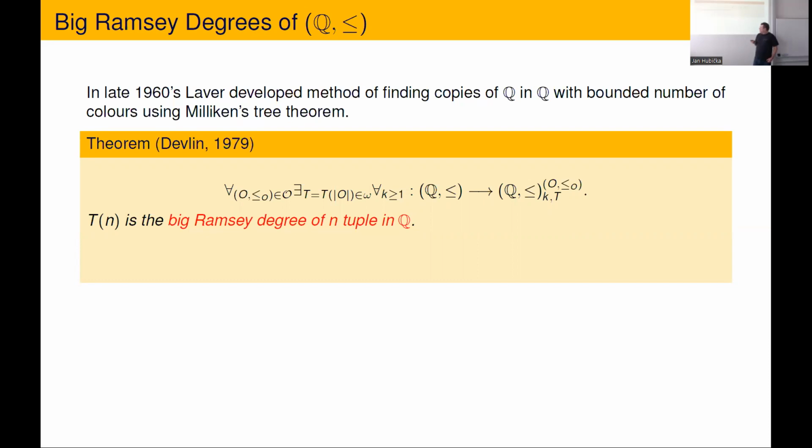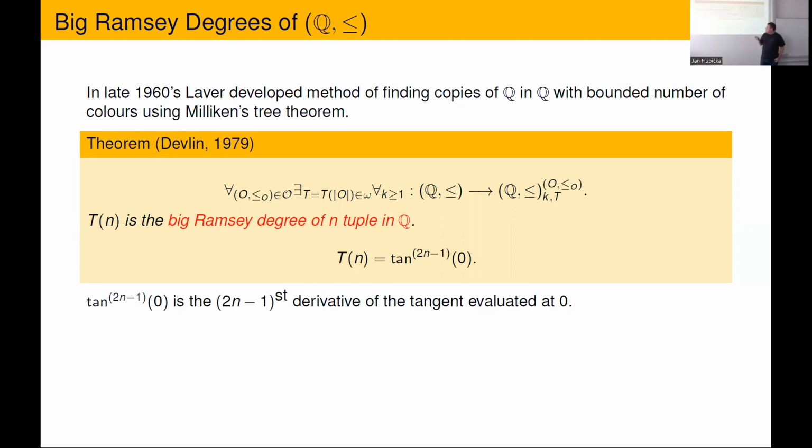So what it says is that for every linear order of given size, there exists some number t, such that if you are coloring Q with any number of colors, then you are definitely able to find a copy of Q which has only t colors. And I forgot to say that I'm coloring the copies of this linear order inside of Q. So this is a generalization of this coloring of pairs, because I can choose, for example, an order on 3 vertices, and I will be coloring triples inside of Q, and I will be able to find a copy which has only a small number of colors. So what's the small number of colors? The small number of colors is the 2n minus 1 derivative of tangent at 0.